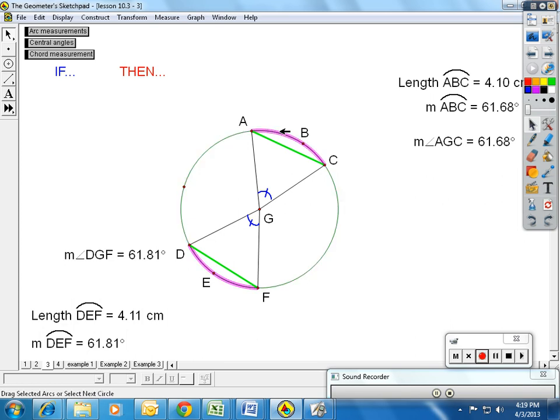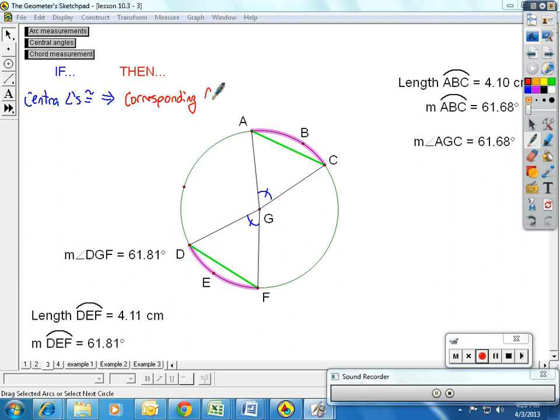The arcs are congruent. So, to summarize that, if central angles are congruent, then corresponding arcs are congruent. That's what we notice. Now notice this is coming out of the same circle. So if I've got the same circle or congruent circles, this is going to be the case.